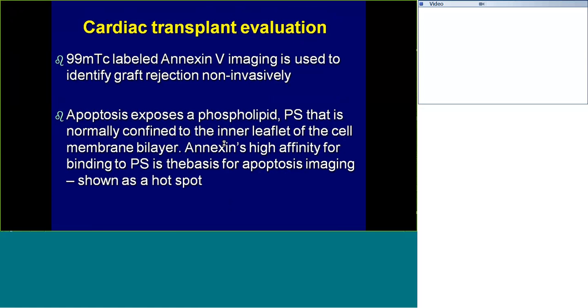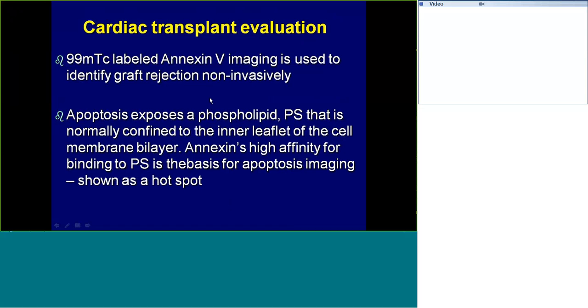Although we don't have any experience in cardiac transplant, for the early rejection we have a very specific imaging modality where you use annexin 5. Annexin 5 is specifically used for apoptosis imaging, and this is a Technetium labeled annexin 5 which is commercially also available, but we don't have experience because we have not done any scans here.